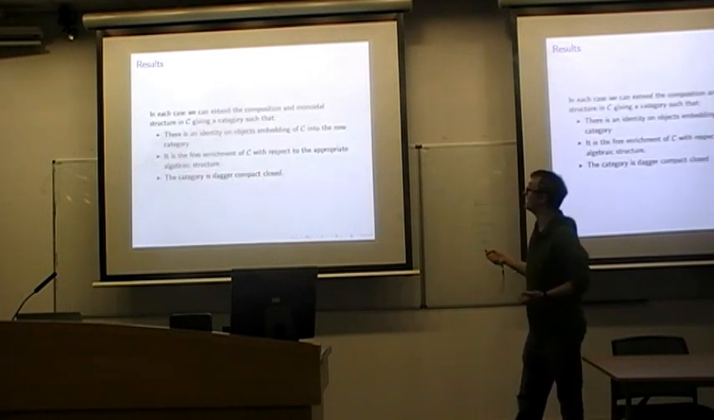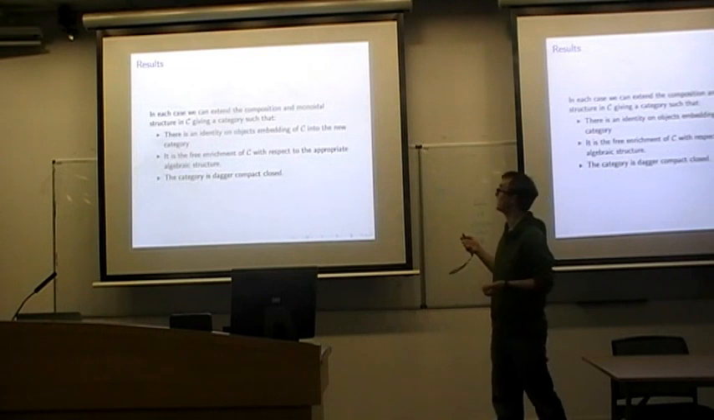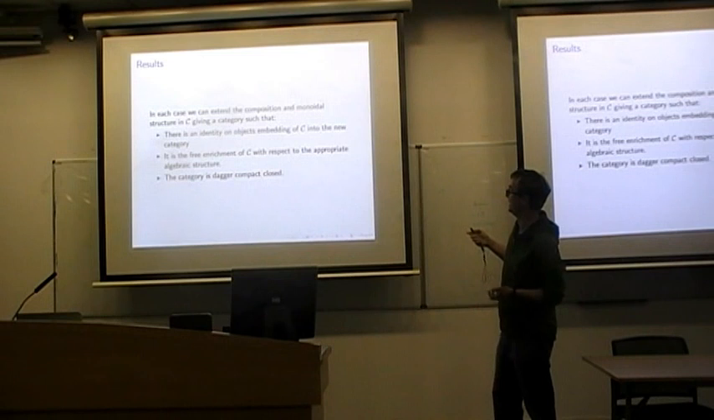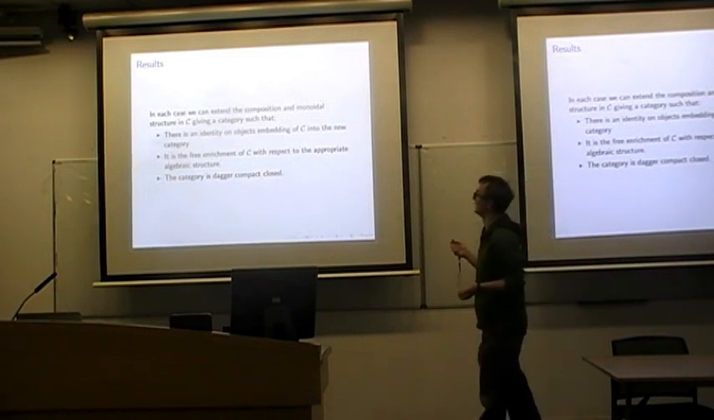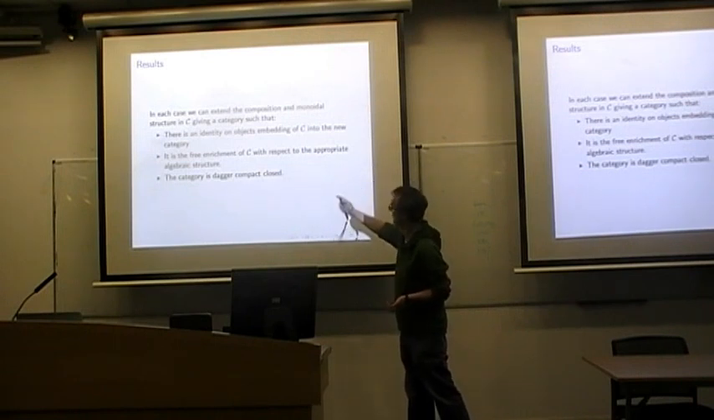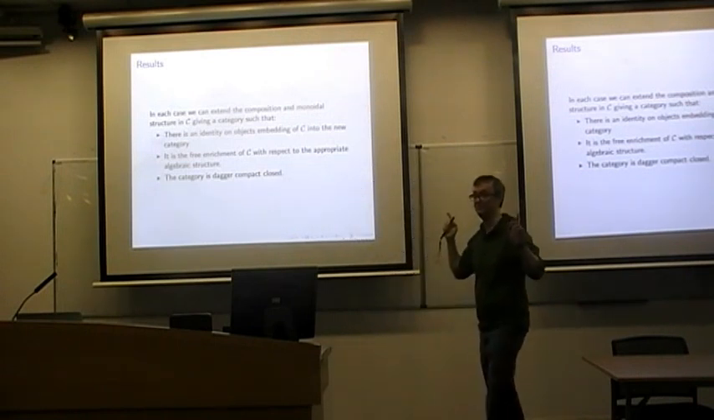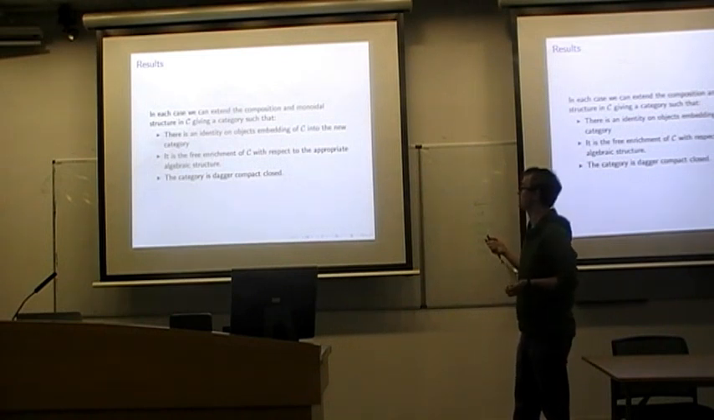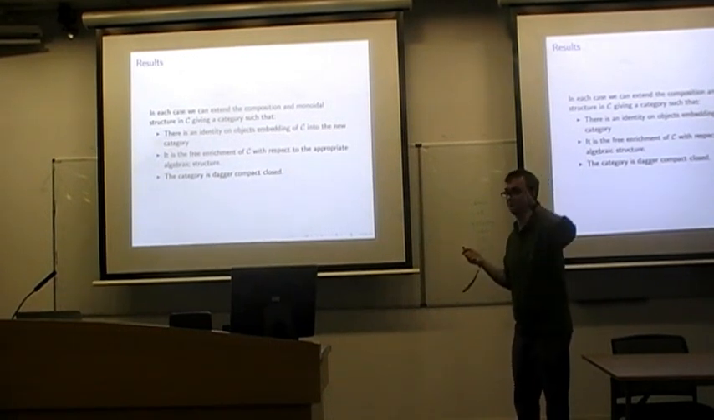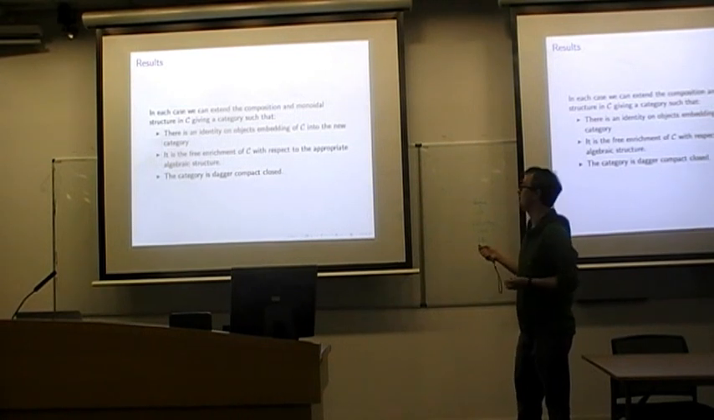And in each case where we do these extensions, we can extend the composition and the monoidal structure in such a way that we get a new dagger compact closed category. There's an identity on objects embedding of C into the new category. This category is actually free in a formal sense. It's the free enrichment of our original category C with respect to the appropriate algebraic structure, depending on which choice that we make. And so we've got a very nice setting in which we can do categorical linguistics, and we've just basically formally folded in the extra stuff that we want.